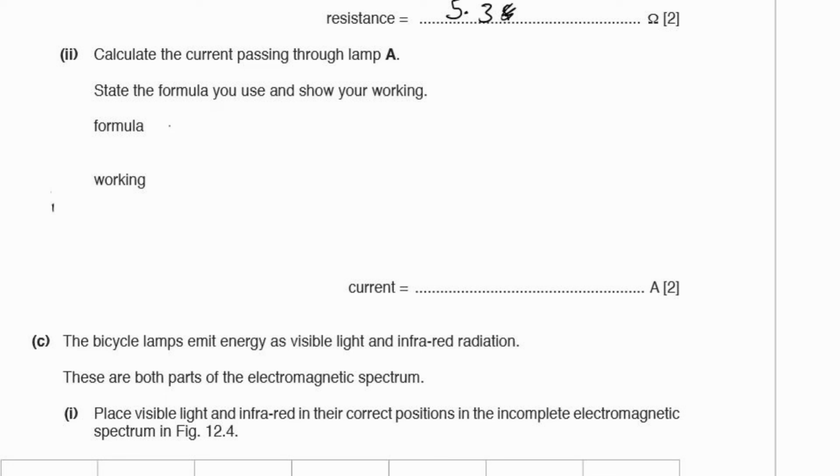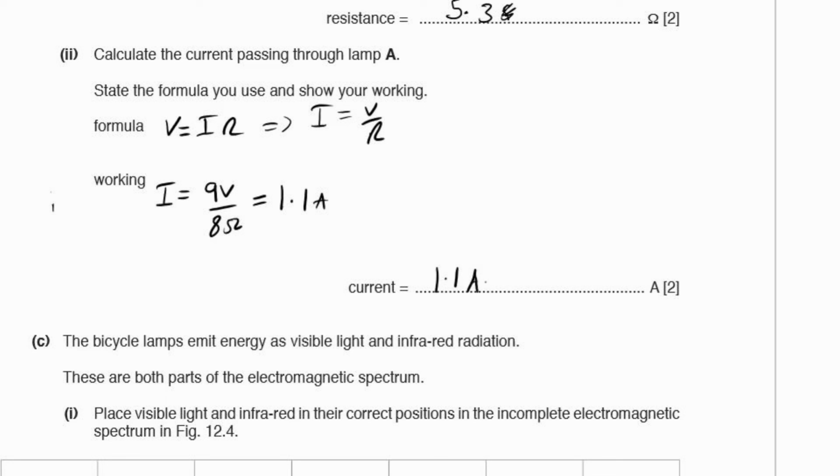Well, current passing through lamp A, we need V equals IR. Of course, rearranging that will tell us that I equals V over R. It's in parallel, so both the lamps have access to the maximum voltage, which means the current is then given by 9 volts divided by 8 ohms, which is the resistance of lamp A. That gives us 1.1 amps. And again, the units are already there.